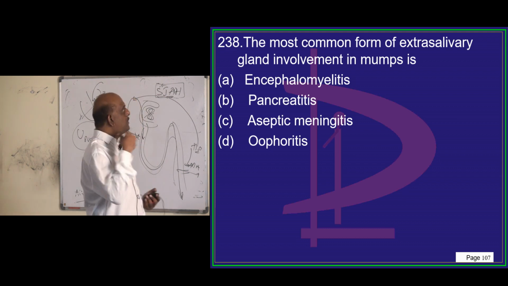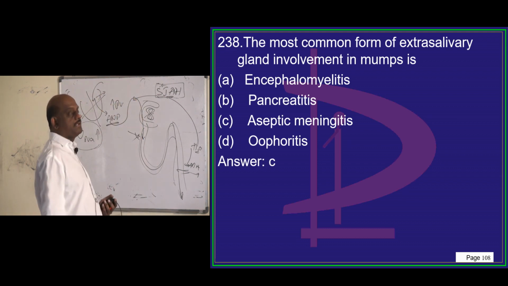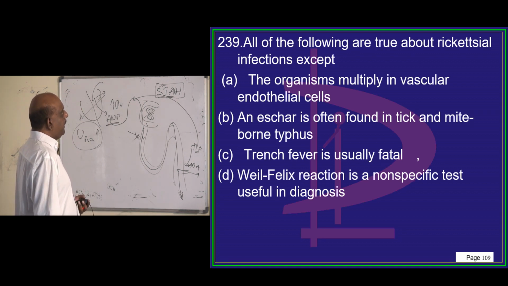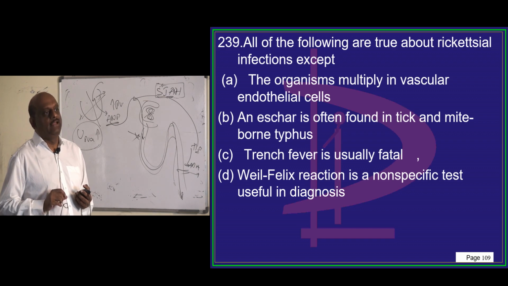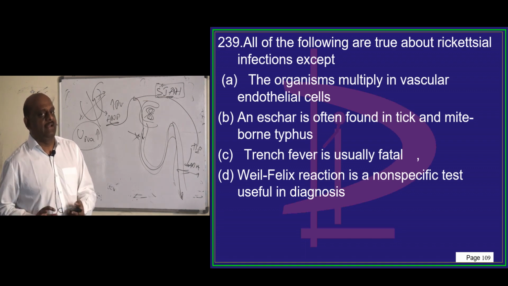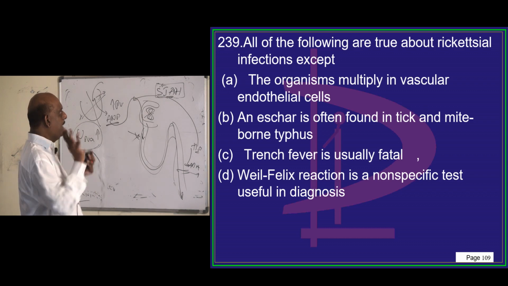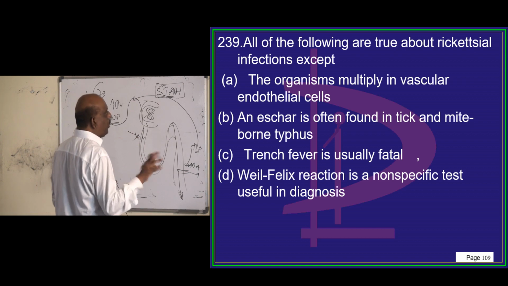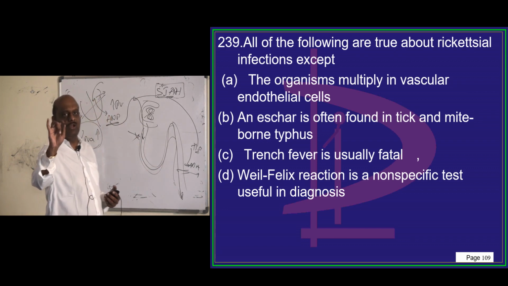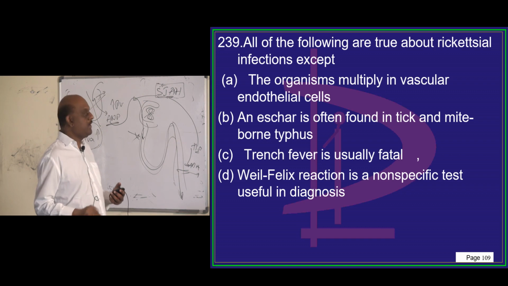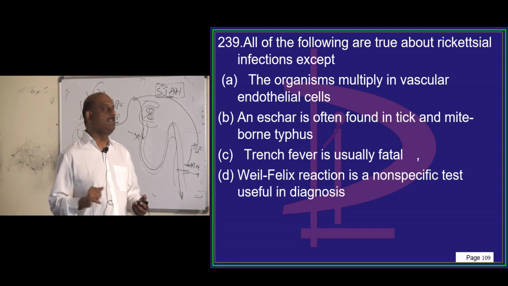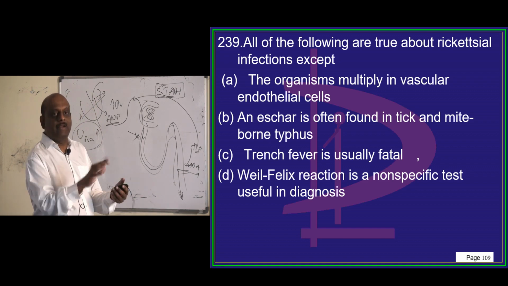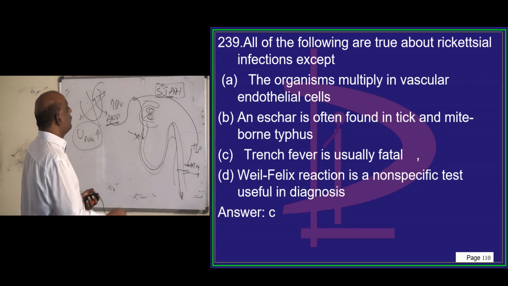The most common extrasalivary gland involvement in mumps typically is asymptomatic meningitis. In rickettsial infections, trench fever is not fatal. That is the point you need to appreciate. Remaining are all true. Eschar is found when there is a tick or mite-borne typhus at the site of the bite of the tick or mite. You typically get an eschar. Weil-Felix is non-specific, and vascular endothelial cells are the favorite area attacked by the Rickettsia. So they are all true.